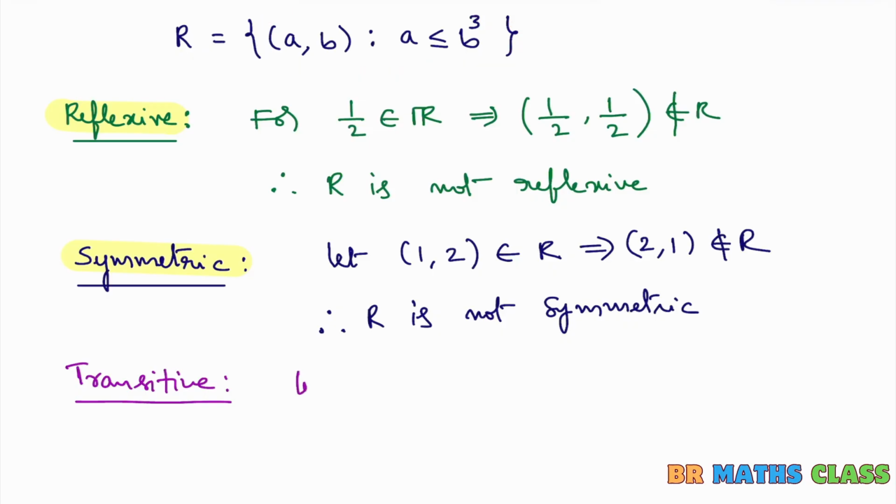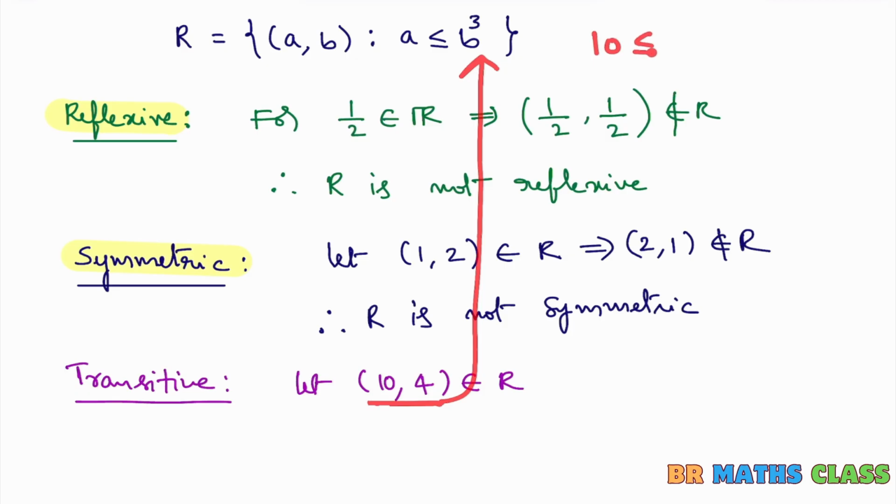I'll take like this, (10, 4). You need to check whether this ordered pair (10, 4) is there in this relation or not. 10 is a real number, 4 is a real number. Yes, this ordered pair (10, 4) satisfies this condition. In place of a, you write 10, less than or equal to, in place of b, you write 4. 4 cube is 64. Yes, so 10 is less than 64. Clearly, the ordered pair (10, 4) belongs to the relation.